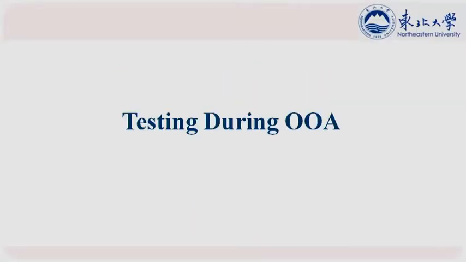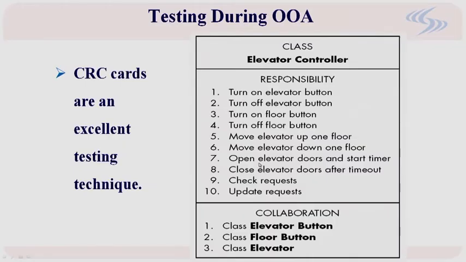In this lecture, we are going to learn testing during object-oriented analysis. Here is an example of a CRC class for elevator controller. Class name, elevator controller, and its responsibilities, including turn on elevator button, turn off elevator button, turn on floor button, turn off floor button, move elevator up one floor, move elevator down one floor, open doors, close doors, check requests, update requests, and so on. And the collaboration may need class elevator button, floor button, elevator, and so on.